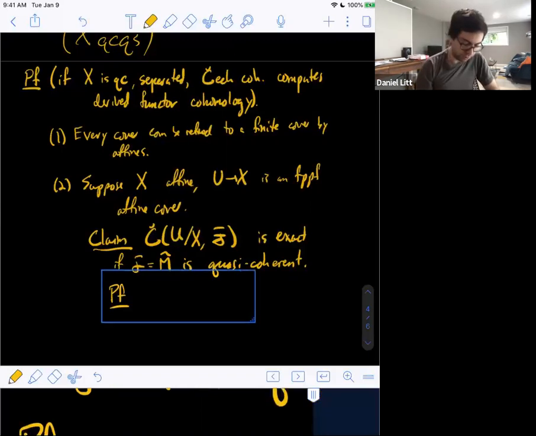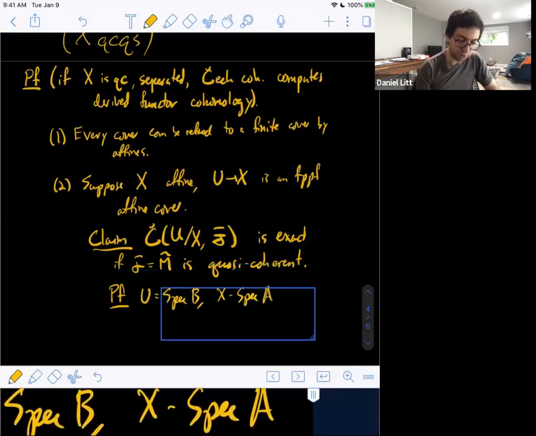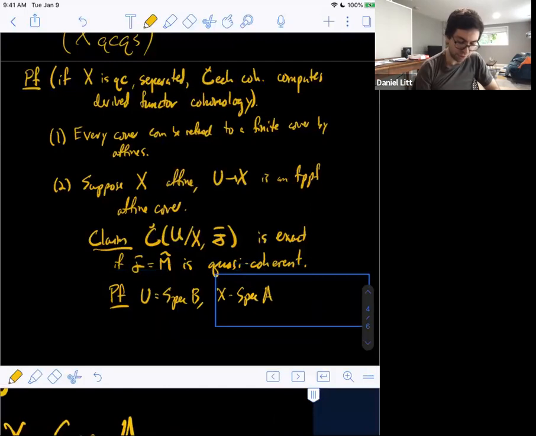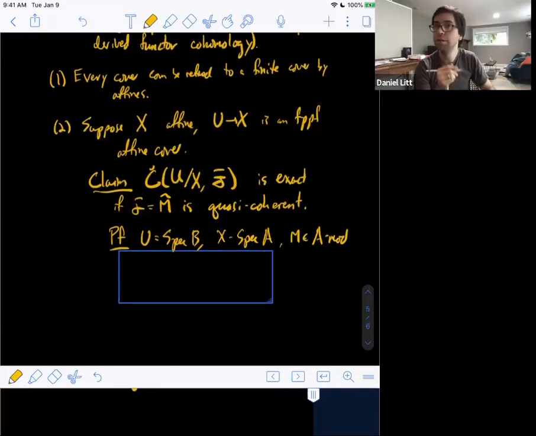So let me choose some notation. Suppose U is Spec B, X is Spec A. And F is a quasi-coherent sheaf on X, so here M should be an A-module. Is this going to be the same thing that we had in our descent stuff?